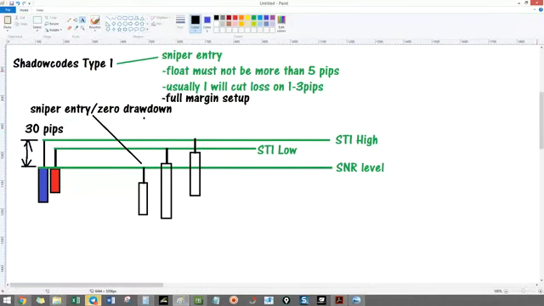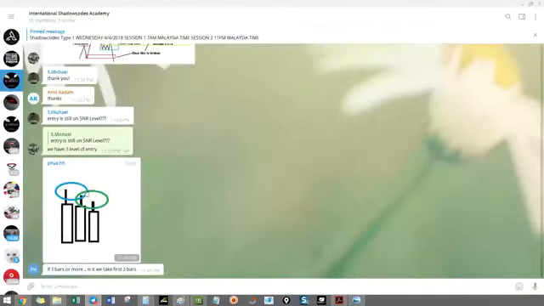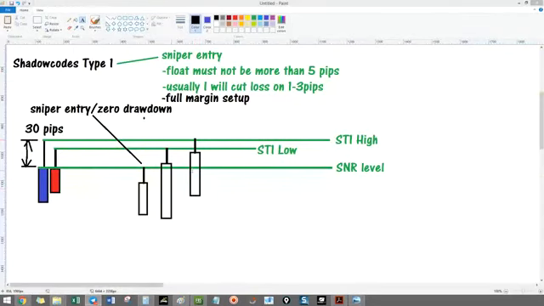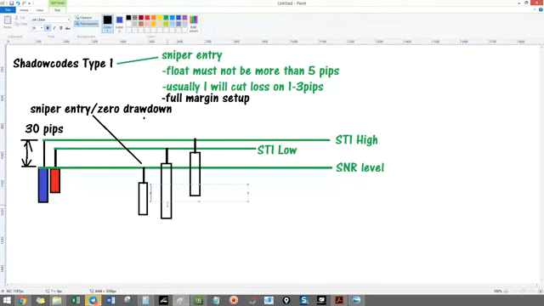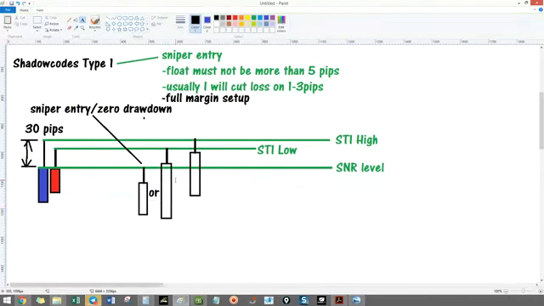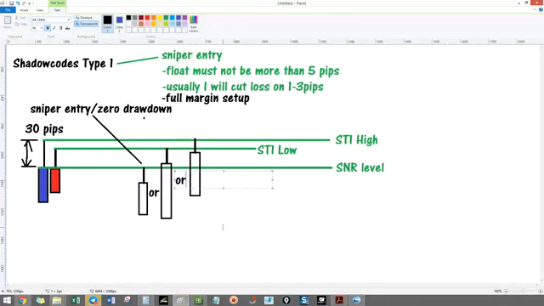Hm, this looks like a mushroom. Wait, if 3 bars or more, do we take the first bar? Oh, no, no, no. This is just an example, okay? This is just an example.